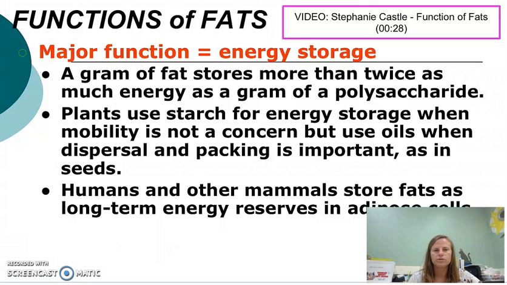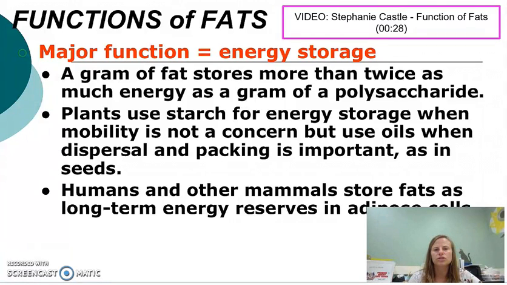Today I would like to talk to you about fats. Specifically, we're going to address phospholipids and steroids. But before we jump into steroids and phospholipids, let's discuss the major functions of fats. And there are three main functions.